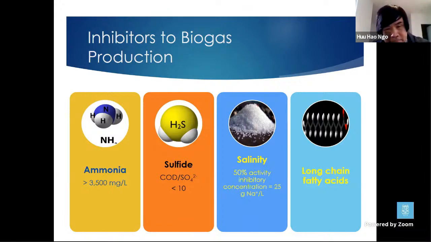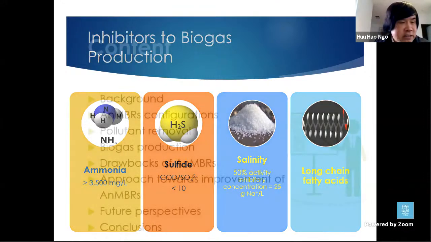Like sulfide, okay? The ratio between COD and sulfide should be lower than 10. Salinity: 50% activity inhibitory concentration is about 25 gram sodium per liter. And then the last one is that we need very low long chain fatty acids.